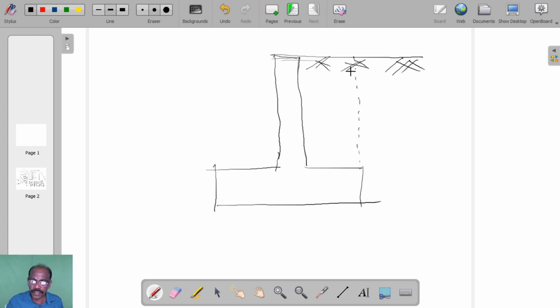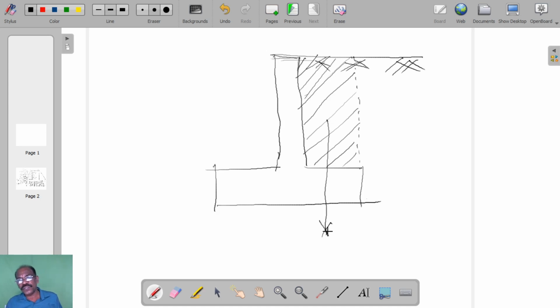The weight of the earth which is acting on the heel slab. Now this is W1. There are two types of forces: one is the downward force, another is the horizontal force. Now we are seeing about the vertical forces. The weight of the earth retained above the heel slab is W1.